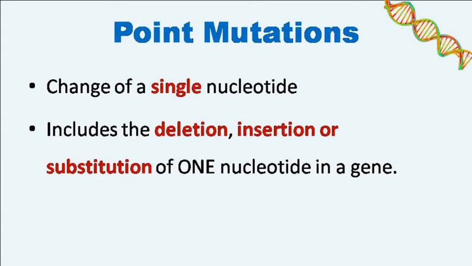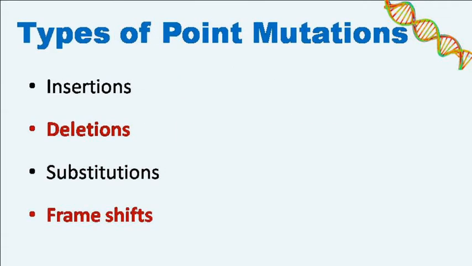Gene mutation is also called a point mutation because there is a change in a single nucleotide. It includes deletion, insertion, and substitution of one nucleotide in a gene. So there are four types: insertions, deletions, substitutions, and frame shifts.